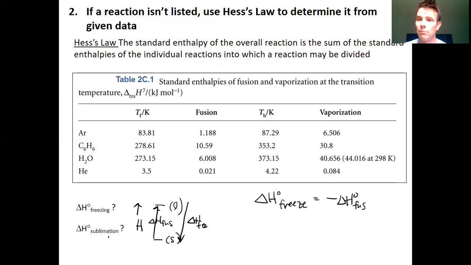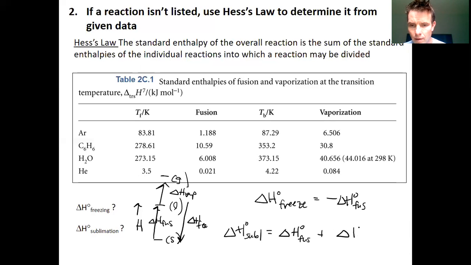What if I wanted sublimation? Well, solid, liquid, you might imagine that the gas is someplace up there. This is delta H vaporization, going from a liquid to a gas. So in order to get delta H sublimation, you could simply add together delta H standard of fusion and delta H standard of vaporization. So pretty simple ideas. H is a state function. I can just add them up, I can flip it around, and it all works.